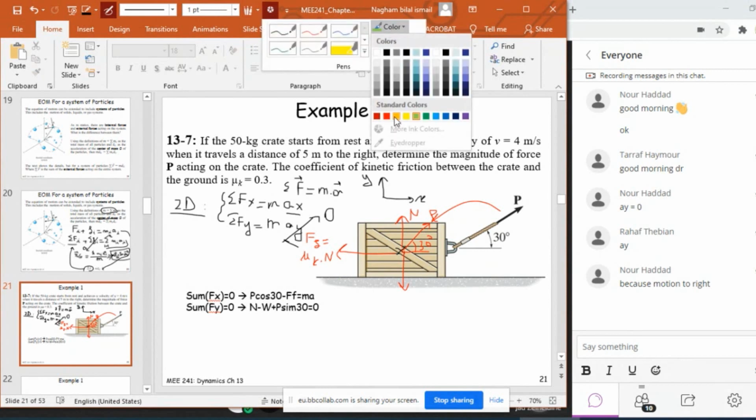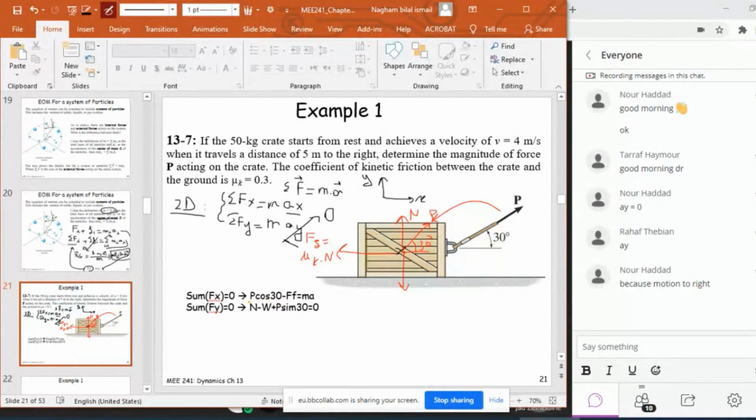So my unknowns, which I'm going to put in orange, are P, this is the question, to find this P, N, and A. No, I know A. So I know A, guys. No, I don't know A, right? So I have three unknowns because FF is related to N. It is mu K times N. So if I know N, I can find FF. So I have three unknowns here. They are P, N, and A.